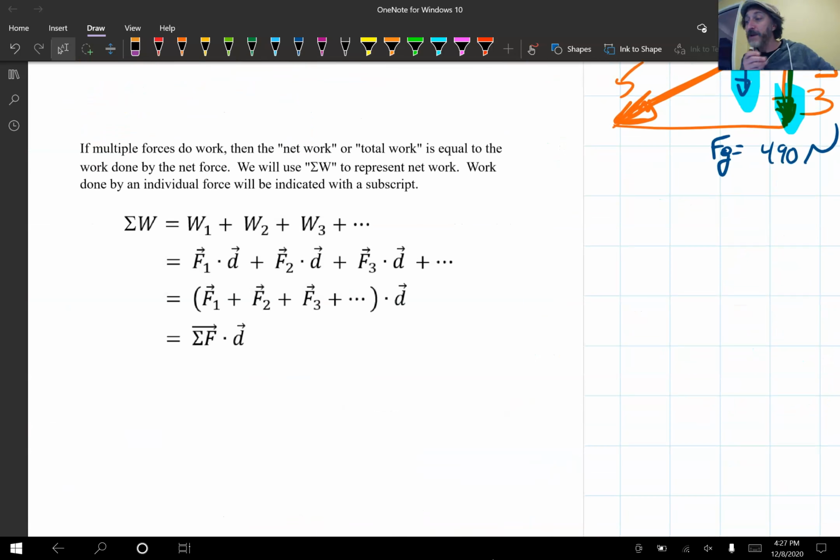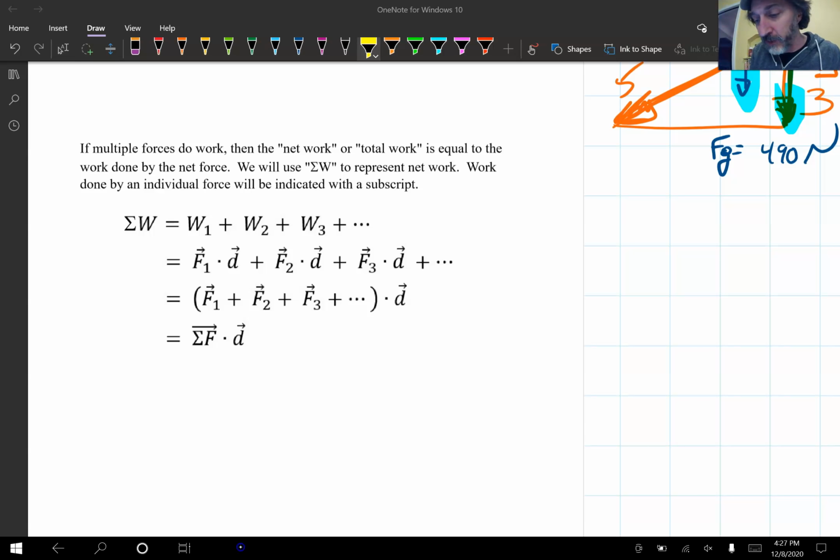Now, let's talk about net work. So, again, everything I've done so far has been the work done by one force. But sometimes you're interested in the overall work, the net work, the total work. And there are two ways you can do it.